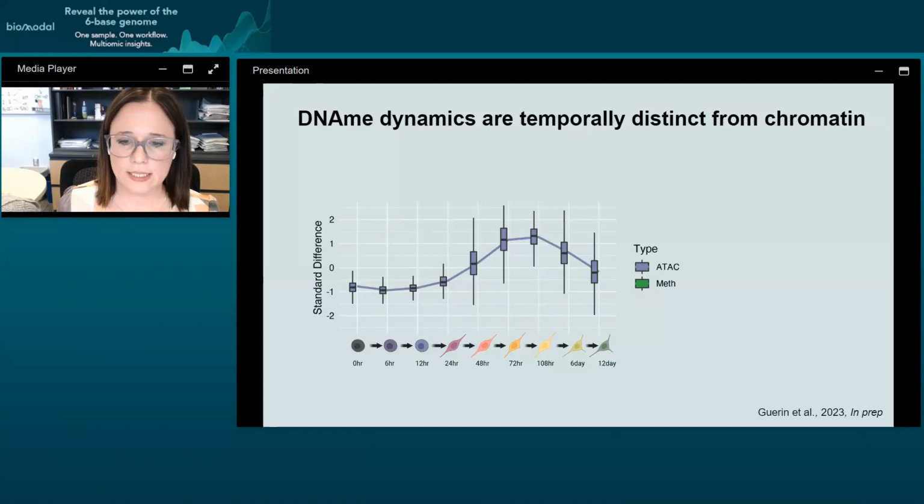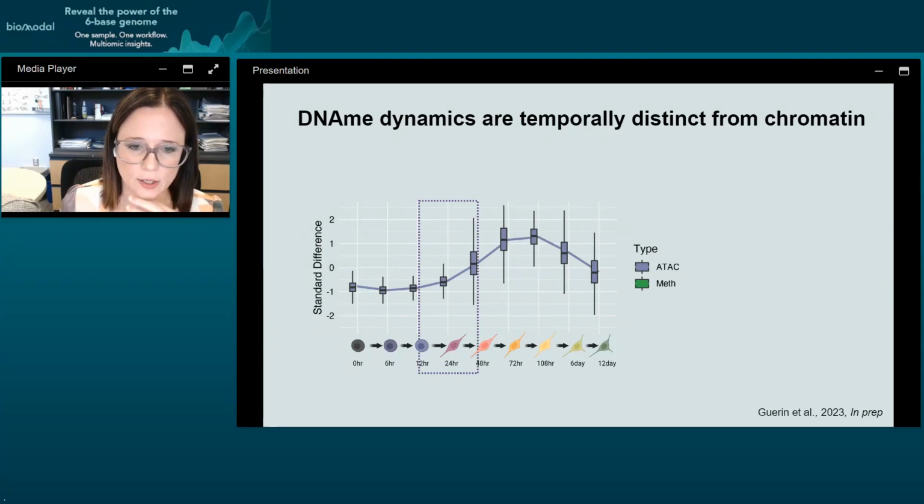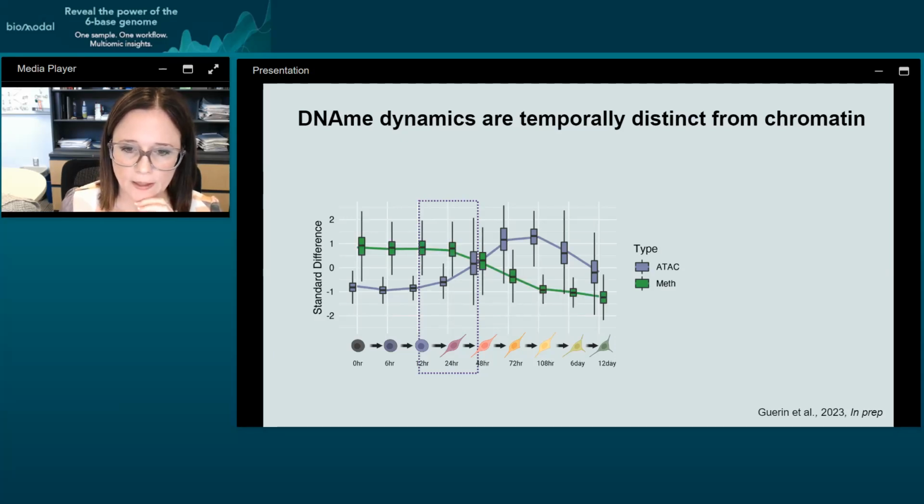So just to give you an example, I'm giving you one group of about 5,000 regions that exhibit this type of temporal accessibility behavior where you open and then begin to close by 12 days. So if we look at accessibility, we can see that it starts to change after 12 hours, and around 24 to 48 hours, you start to see a very dramatic change in accessibility for these loci.